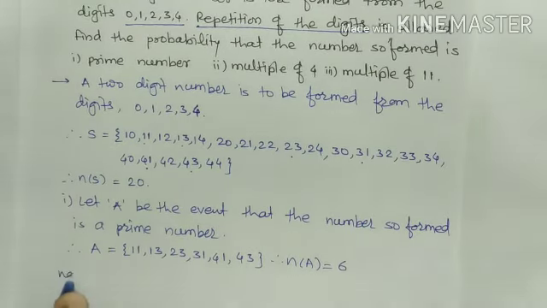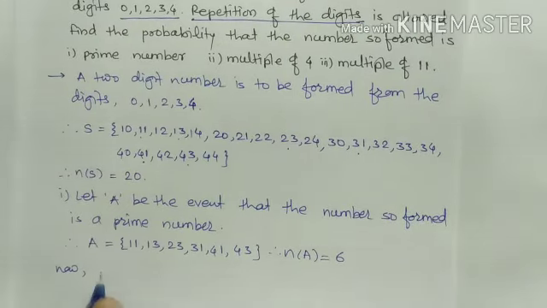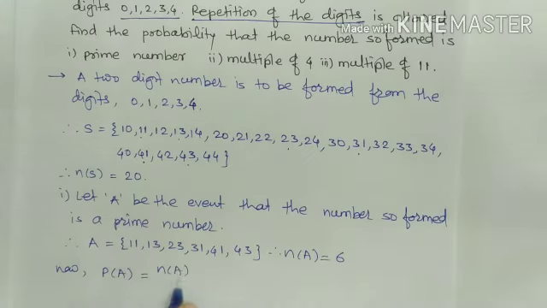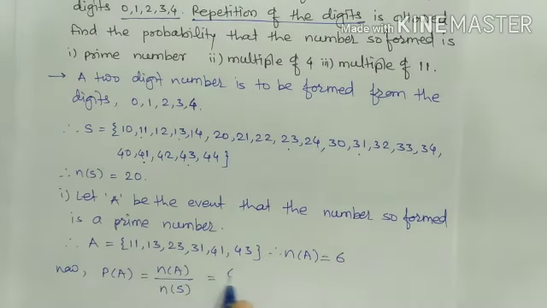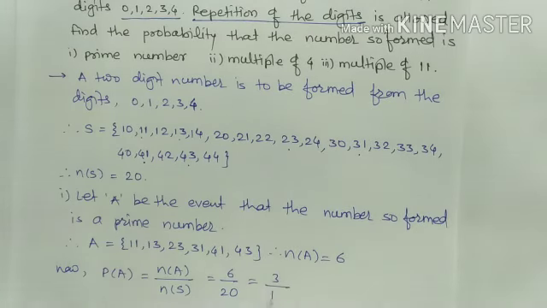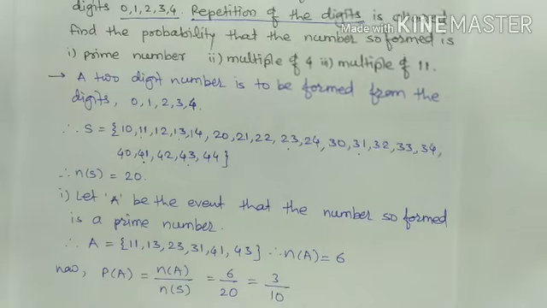Now, we have to find the probability of this event. The probability of A equals number of A upon number of S, that is equal to 6 upon 20. Here number of S equals 20, number of A equals 6. We can simplify this. 2 3 are 6, 2 10 are 20. Therefore, the probability of the event that the number so formed is prime is 3/10.